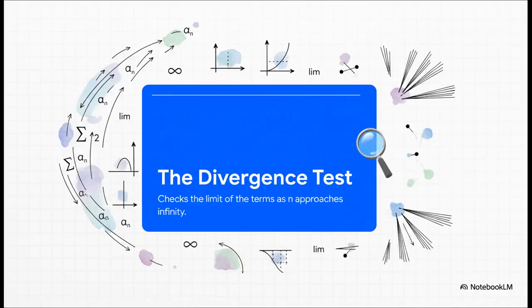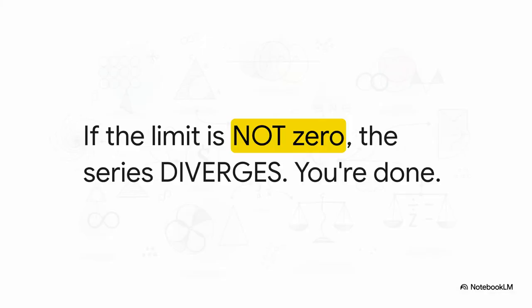And that first move is the divergence test. It is beautiful in its simplicity. All you have to do is take the limit of the terms of the series, the a sub n part, as n goes off to infinity. Now here's the golden rule. You have to remember this. If that limit you just calculated is anything other than 0, I don't care if it's 1 or 7 or infinity, the series diverges. That's it. You're done. Case closed. This one rule is the ultimate time saver.